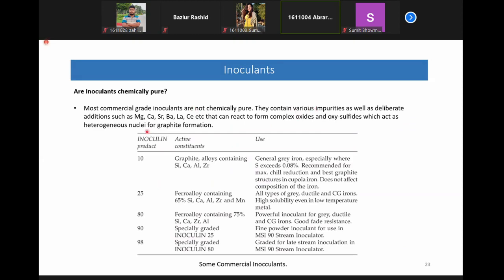And on top of that, certain deliberate additions like magnesium, calcium, strontium, etc., are added because these can form complex oxides and oxysulfides, which act as solid heterogeneous nuclei for graphite formation. So here are some examples of commercial inoculants.